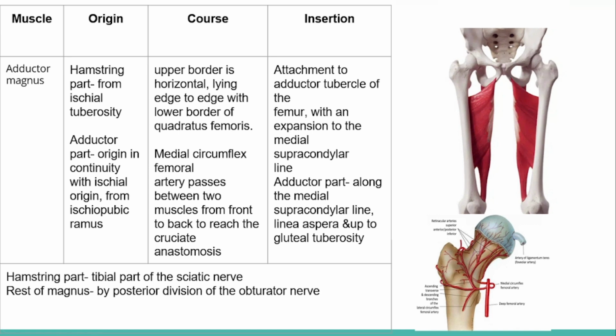Now the upper border of the adductor magnus lies edge to edge with the lower border of the quadratus femoris, and the medial circumflex femoral artery passes between the two muscles from front to back to reach the cruciate anastomosis. Although these adductor muscles are large, they are less important in the prime movement of adduction, but rather they are associated with posture and gait.